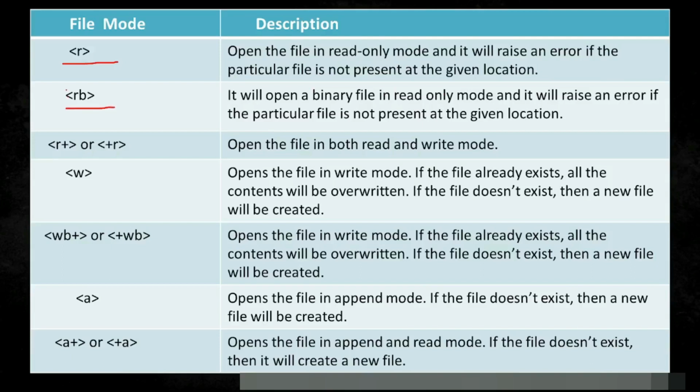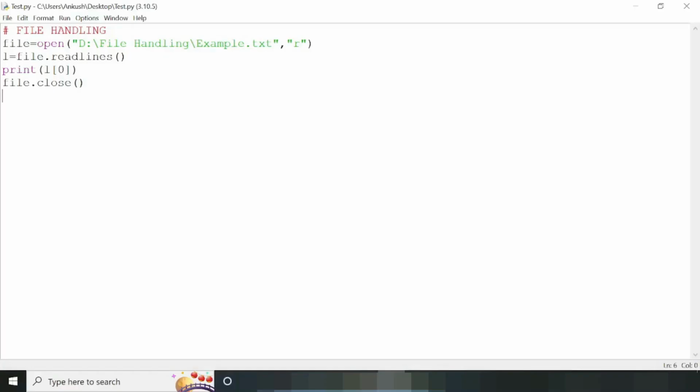So next we have read binary or RB. It will open a binary file in a read-only mode, and it will raise an error if the particular file is not present in that given location. So now let me use this RB mode practically.